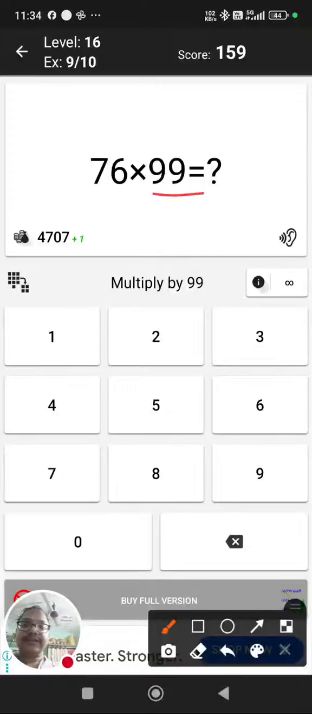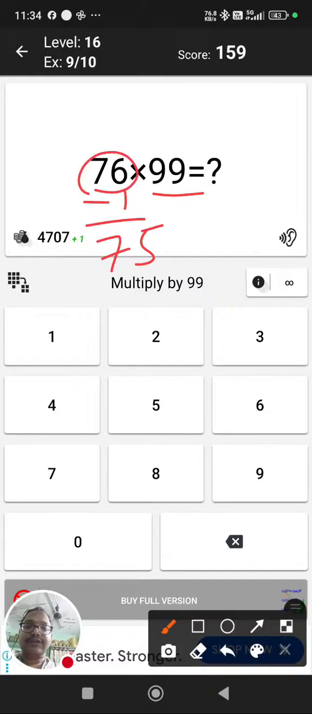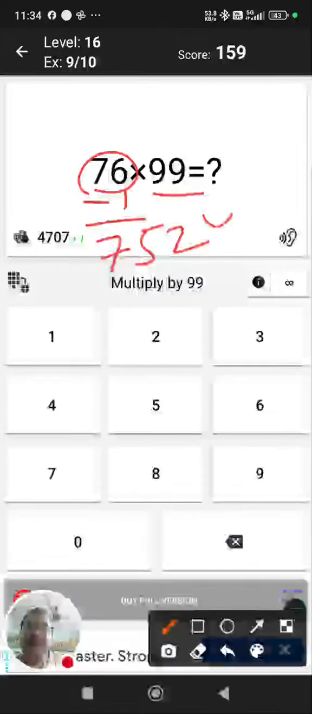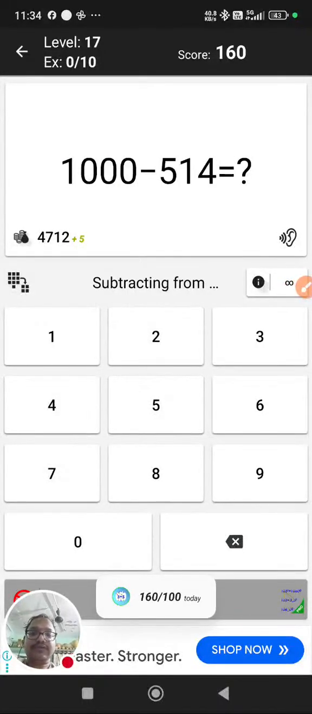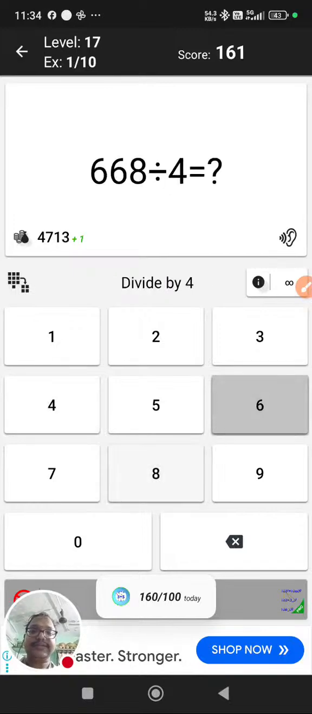So here we see 99. So subtract 1 from this one, we get a 75. And subtract this from 100, we get a 24. 7524 is our answer. So here 486 is the answer.